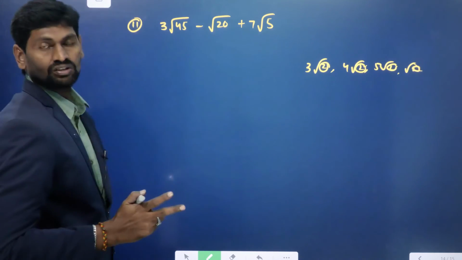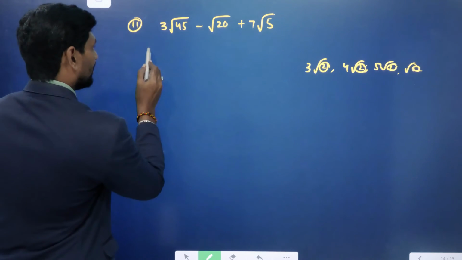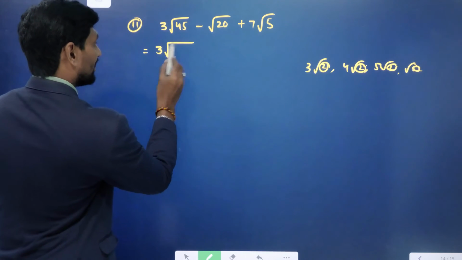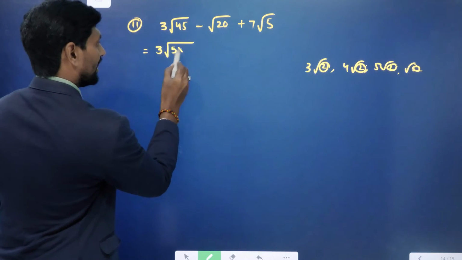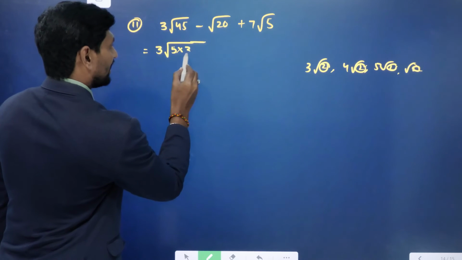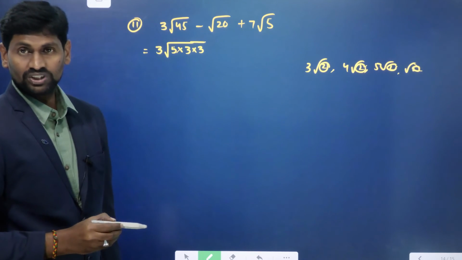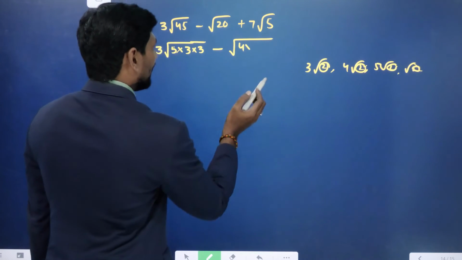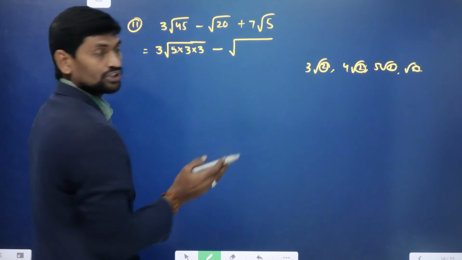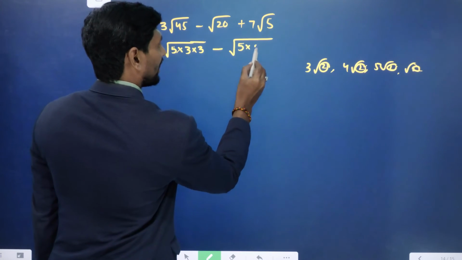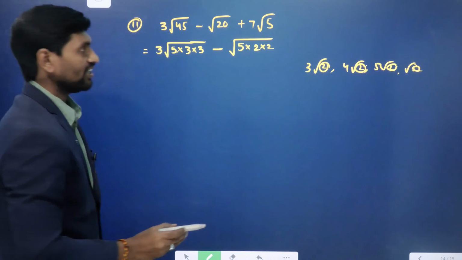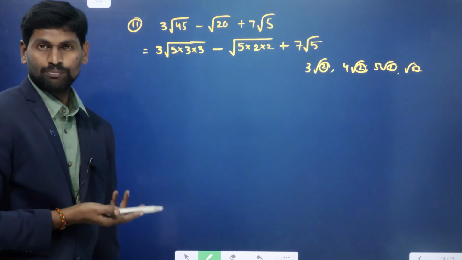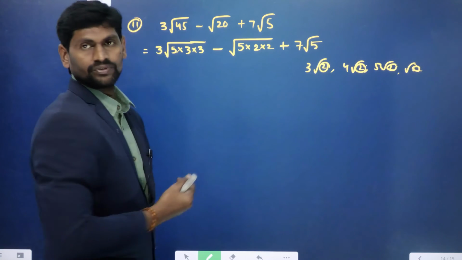But these do not have the same radicands. So let us try to write them with the same radicand. I can write 45 as 9 times 5, and 9 again as 3 into 3. So 5 into 3 into 3 is 45. 20 means 5 times 4, and 4 again I can write as 2 into 2. Plus 7 root 5 as it is, because 5 is a prime number and we cannot write it as a product.